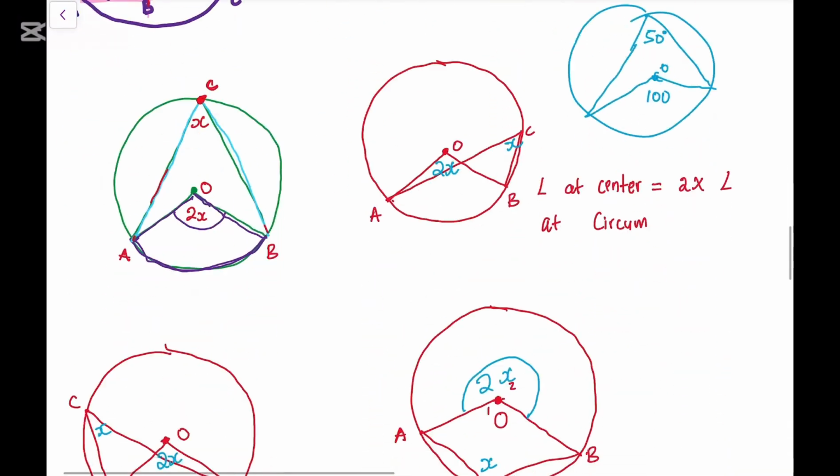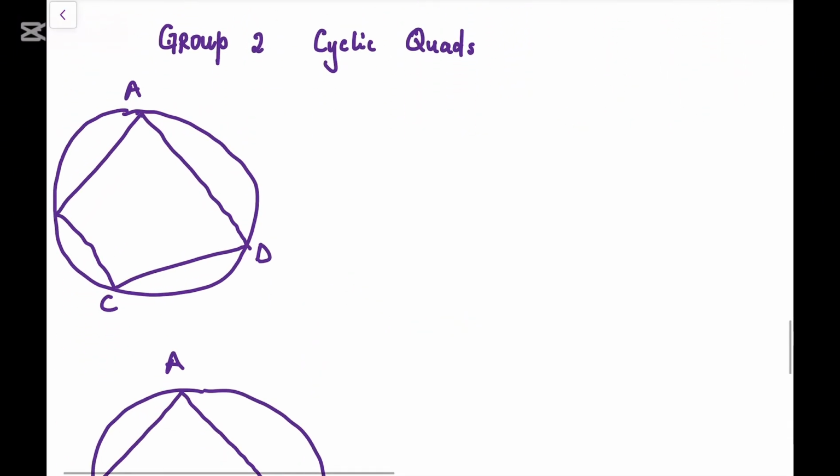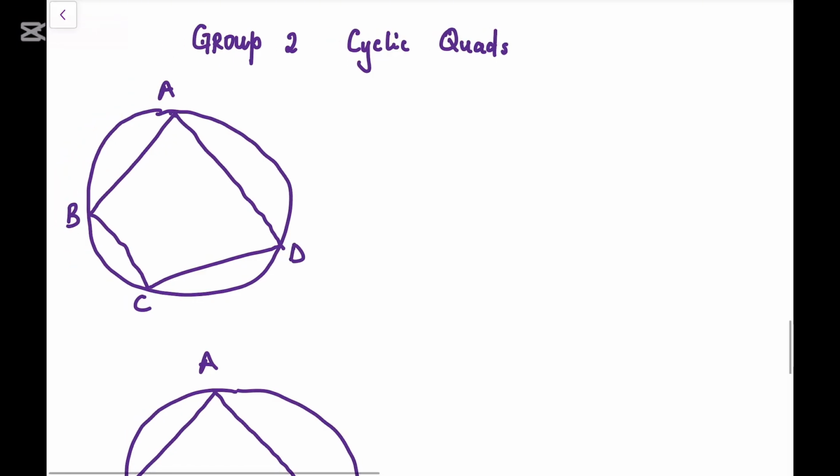Let's move to the second group that has to do with cyclic quads. Under cyclic quads, we have 3 theorems again. We also have corollaries that I'm going to take you through. Now, the first theorem says opposite angles of a cyclic quad are supplementary.